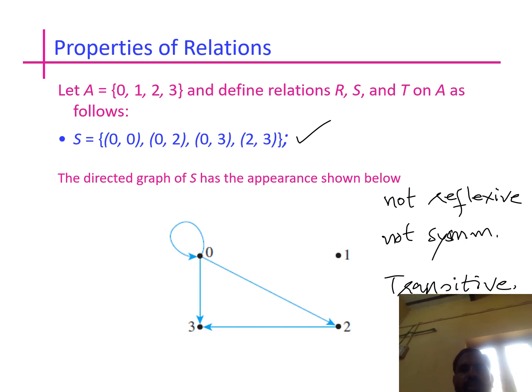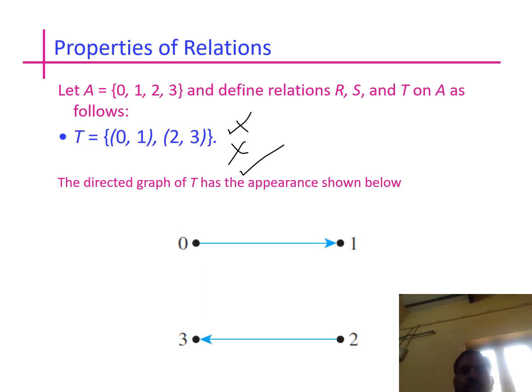If we discuss S, the directed graph of S has the appearance shown below, with 0 0, 0 2, 0 3, 2 3. So it's not reflexive and not symmetric, but it's transitive. Similarly for T, with pairs from 0 to 1 and 2 to 3, it's not transitive and not symmetric.